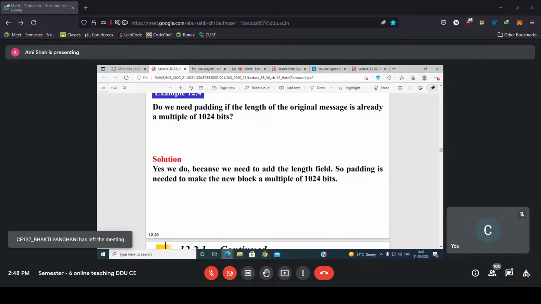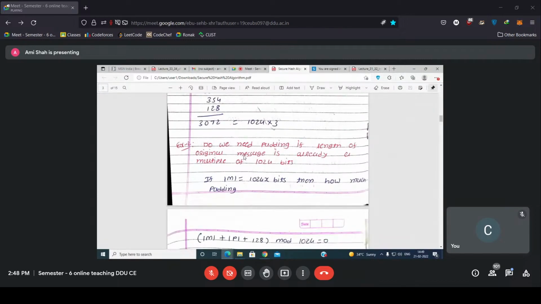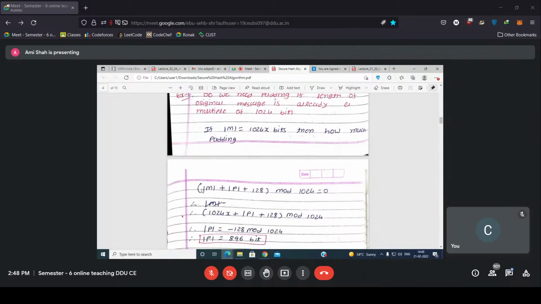Every time, as all of you know, the message plus the length field is added. So the padding is needed to make a new block a multiple of 1024 bits, right? That's why the padding is required. So you can say that if the message is 1024x bits, then how much padding is required? I can write it this way: message plus p plus 128 mod 1024 is equal to 0. This type of question can be asked in the exam, right? So I put in the value m equal to 1024x, and when I perform this, I get 896. So the answer is that 896 bits of padding is required, right?